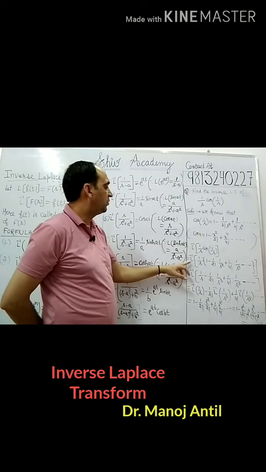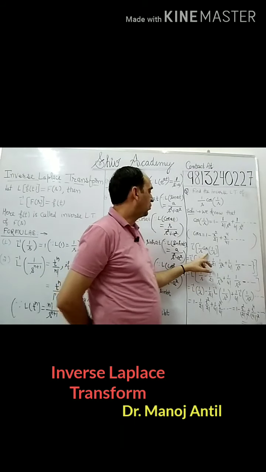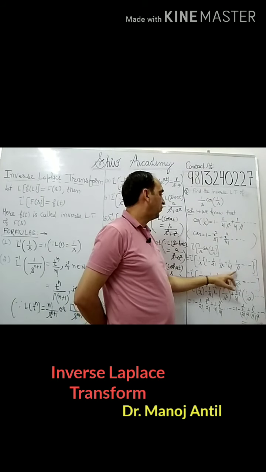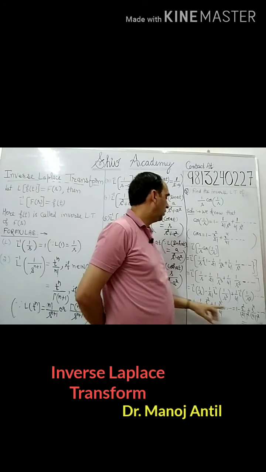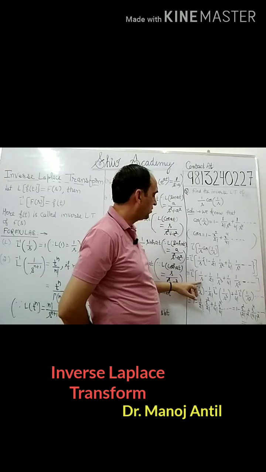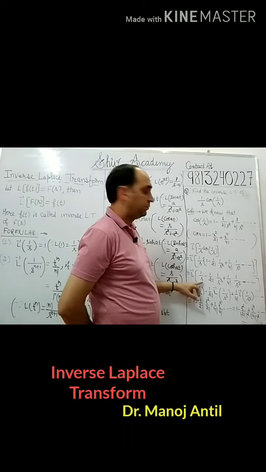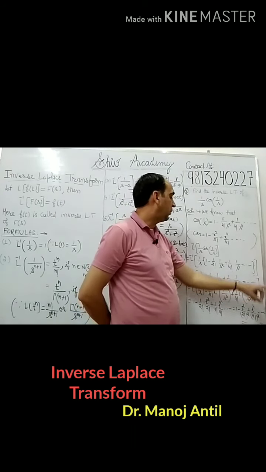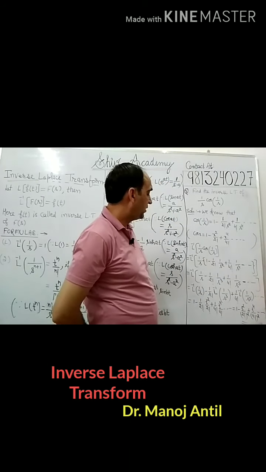So what we get: L inverse of 1 by s times the value of cos 1 by s, which is 1 minus 1 by 2 factorial s square plus 1 by 4 factorial s to the 4 minus, and so on. We multiply 1 by s to each term. So we get 1 into 1 by s is 1 by s, then 1 by 2 factorial s cube, 1 by 4 factorial s to the 5, and so on. If you simplify it, what do you get?